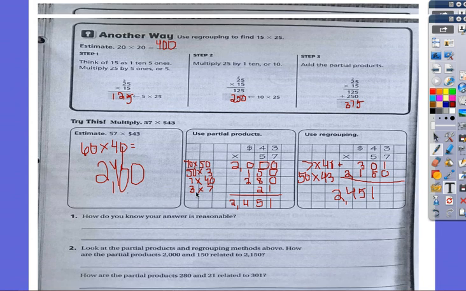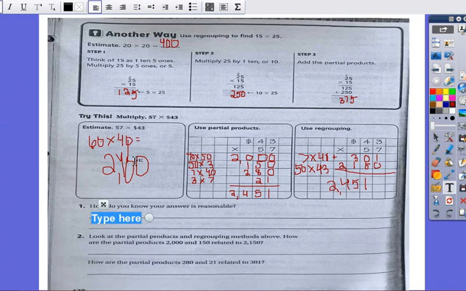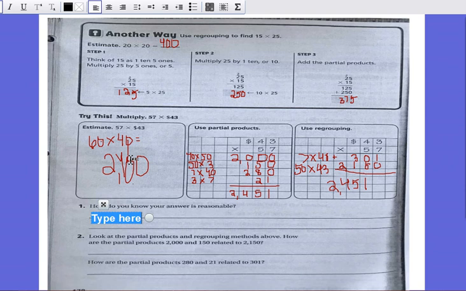So how do you know your answer is reasonable? Well, we just have to take a look at our estimate. Those numbers are very close to our estimate, so I'm just going to put: answer is close to estimate.